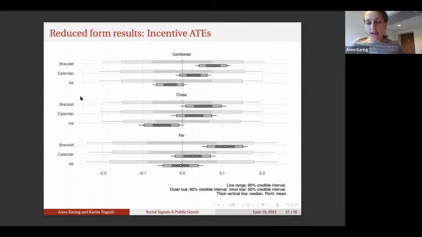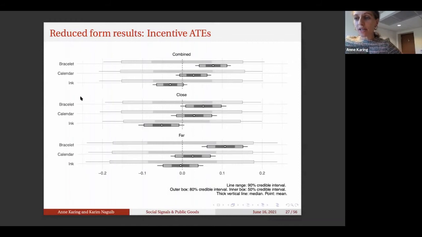As you can see, the bracelet in this instance had the largest effect, increasing take up by about 8 percentage points. Calendar had a slight positive effect, increasing take up by around 3 percentage points. And ink actually had mostly negative effects, or really had a negative effect of around 3 percentage points.